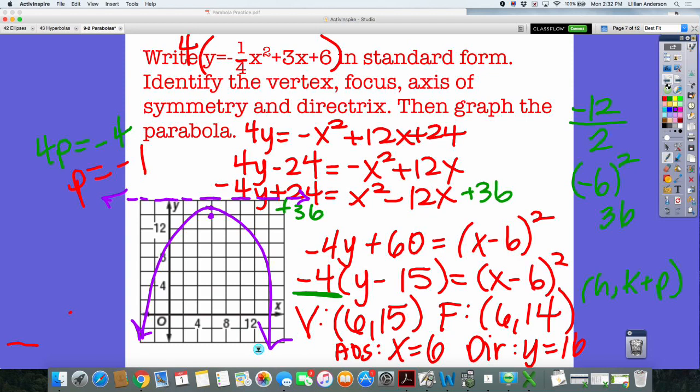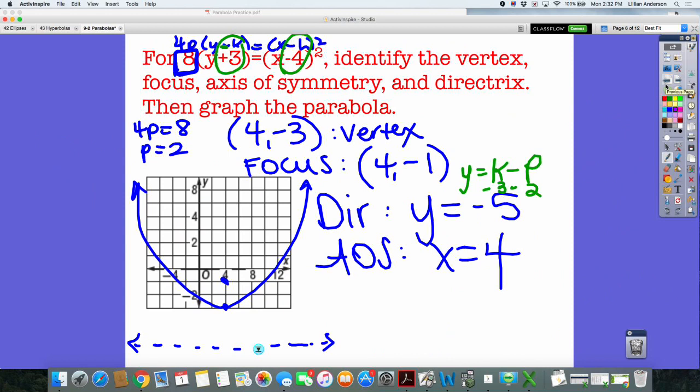If we look at the previous problem that we did, the vertex was located at (4, -3). The focus was located at (4, -1), a distance of 2 units. And at y equals -5, that's still 2 units away from your vertex. So you can figure out the directrix or the focus from each other. If you know the focus and the directrix, you can figure out the vertex. If you know the focus and the vertex, you can figure out the directrix, and so on.